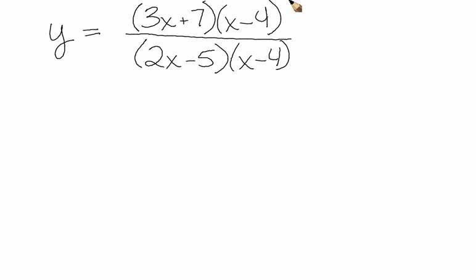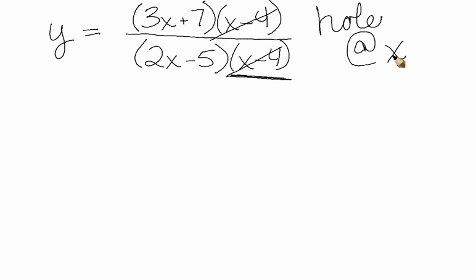Okay, so we can cancel out this term right here, this factor, which represents where we'd have a hole. So we would have a hole in our graph at x equals 4. Because if we plug in 4 into this factor right here, we would get 0. And remember, the denominator is not allowed to be 0. So we would have a hole in our domain right here at x equals 4, because 4 minus 4 is 0, and 0 is not allowed to happen.